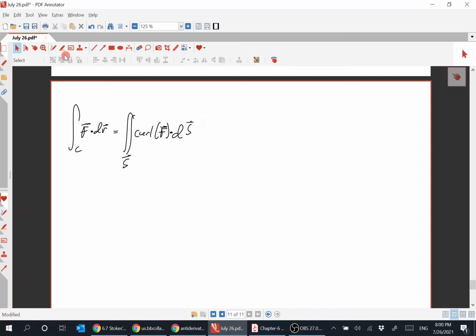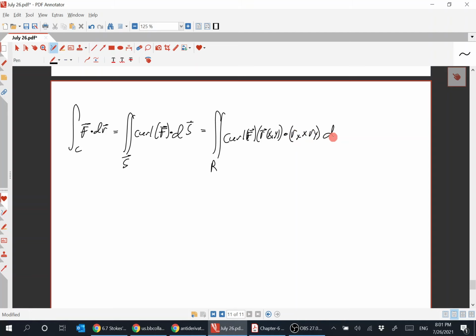So this is the curl of F dot dS, which is equal to the double integral over R of the curl of F along the parameterization, dot r_x cross r_y, dA.